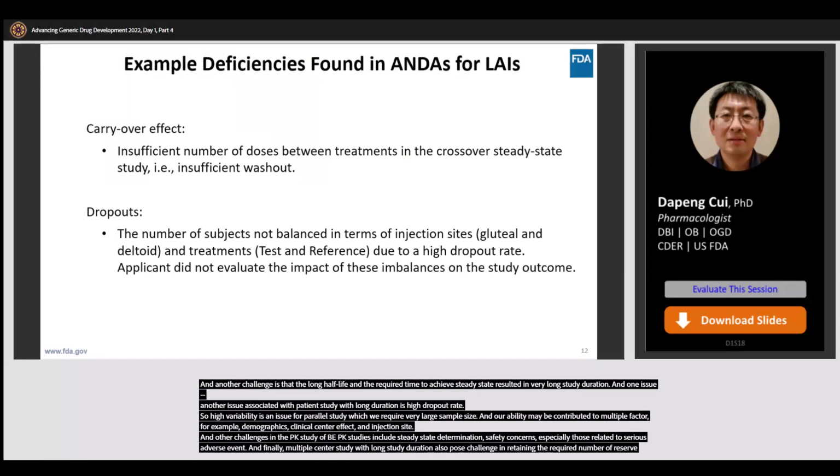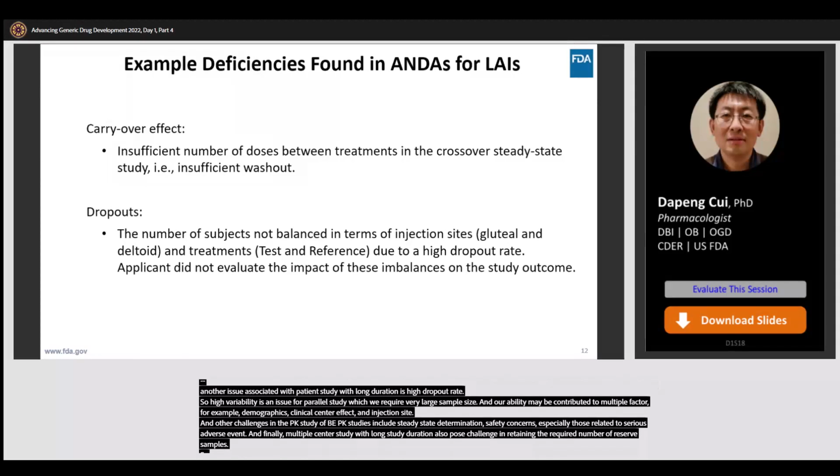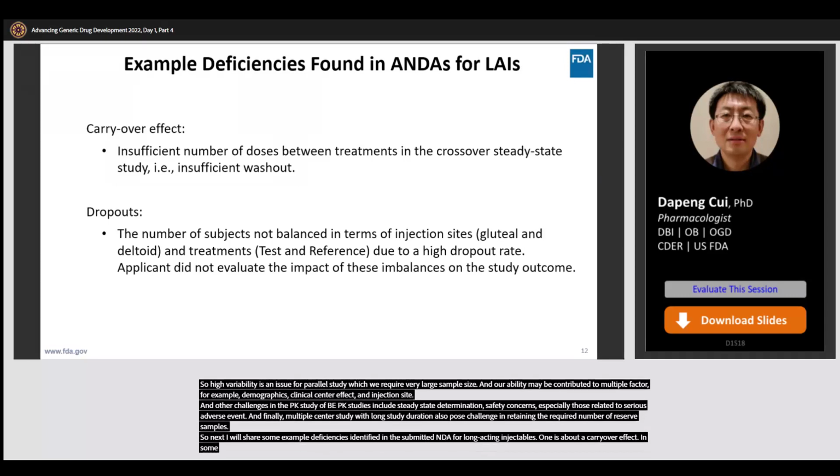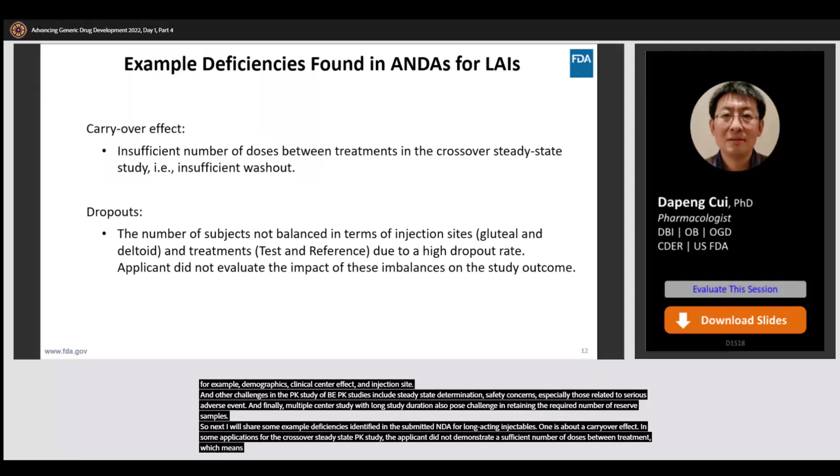So next I will share some example deficiencies identified in the submitted NDAs for long-acting injectables. One is about carryover effect. In some applications for the crossover steady-state PK study, the applicant did not demonstrate there was a sufficient number of doses between treatments, which means insufficient washout before the intensive PK sampling. Therefore, they cannot adequately characterize the steady-state PK profile in the second treatment period due to the carryover.